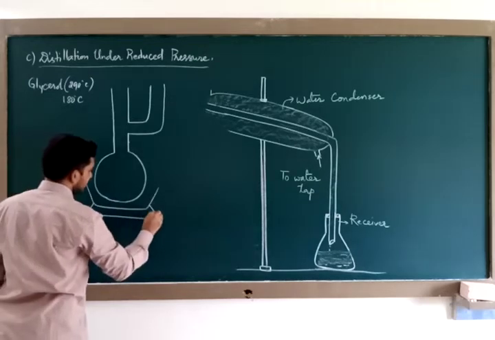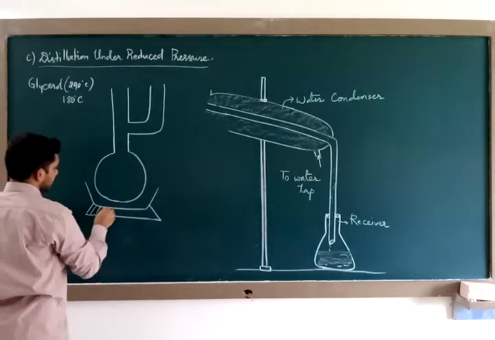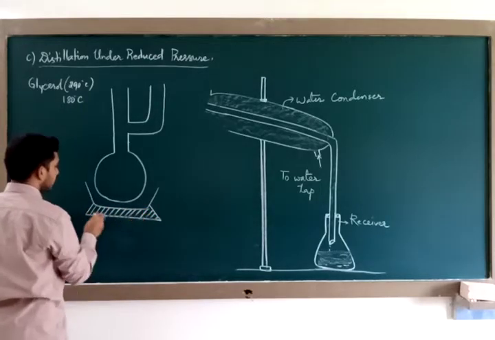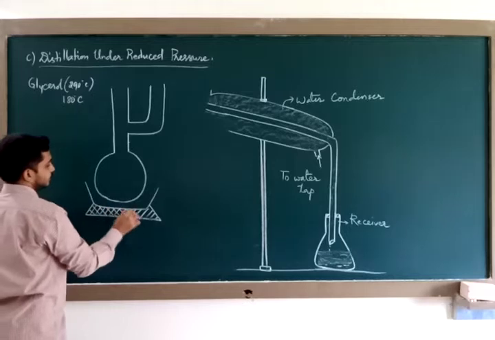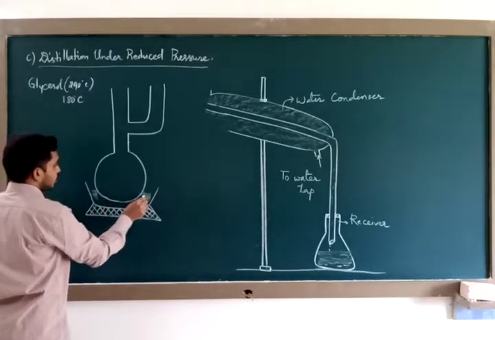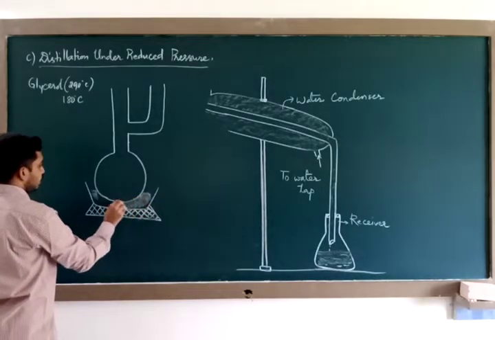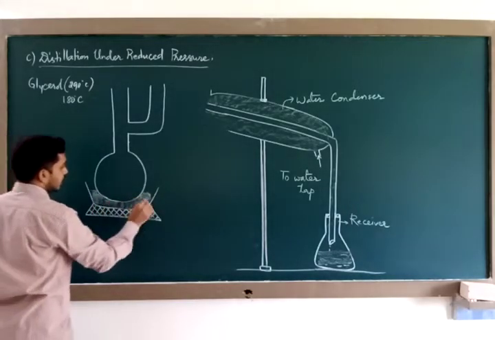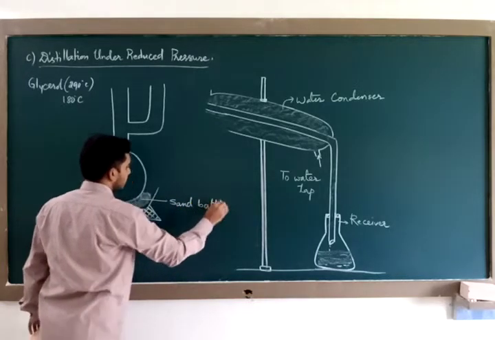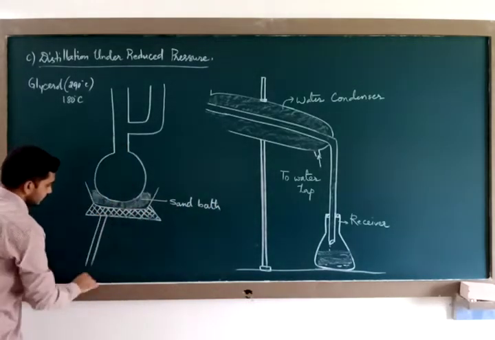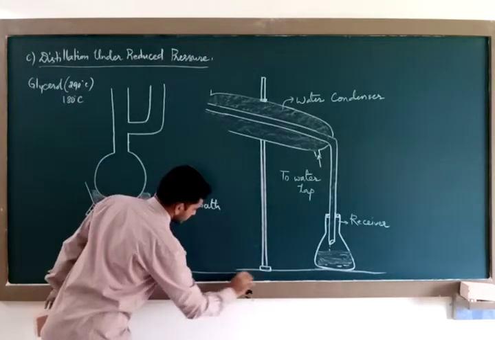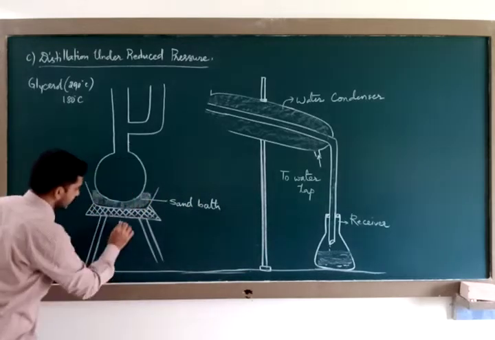Then this Claisen's flask is kept on a sand bath or a water bath depending on the conditions. If required you can use it, otherwise no. The sand bath or water bath is kept on a wire gauze, which is now kept on a stand.